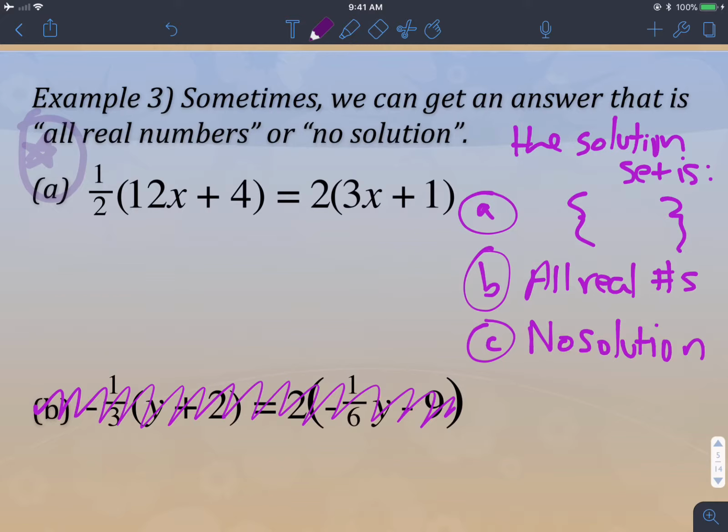All right. Any ideas of what we want to do first? It's 1/2 times the quantity of 12x plus 4 equals 2 parentheses 3x plus 1. Distribute the 1/2, right? It should work out pretty nicely, actually. It's 6x plus 2. 6x plus 2. Yep. So maybe we can do the other side at the same time. 6x plus 2. What's next?